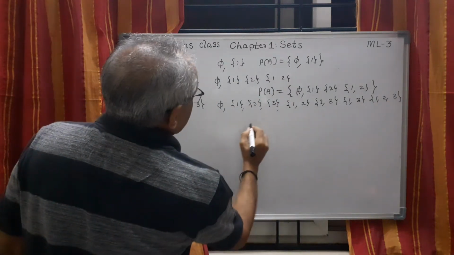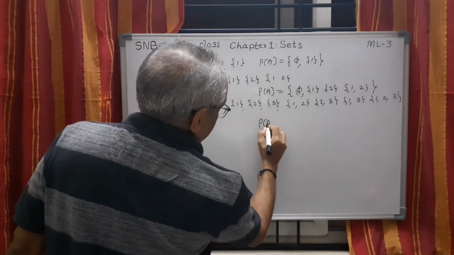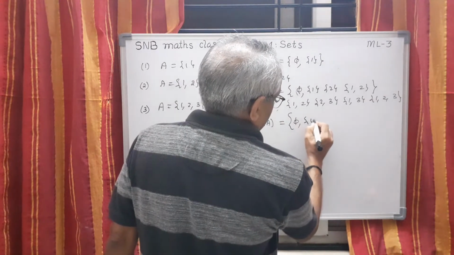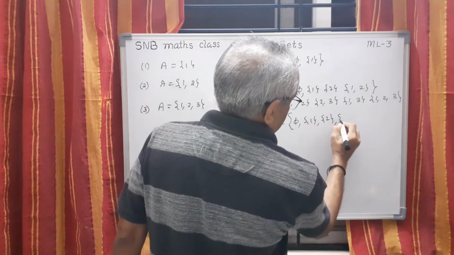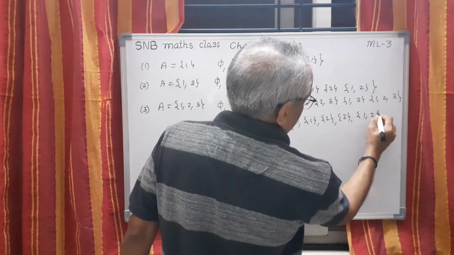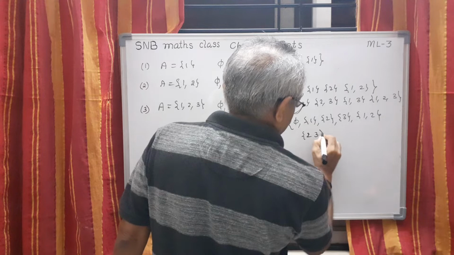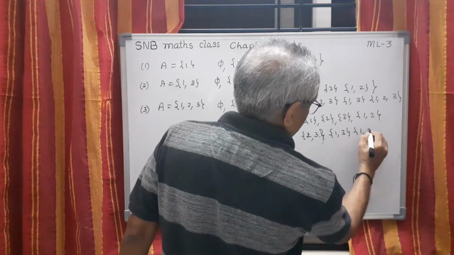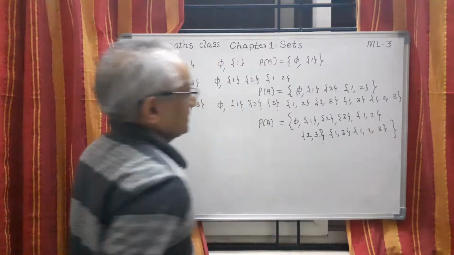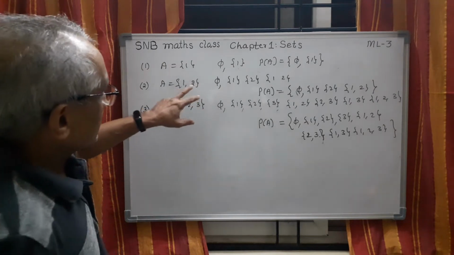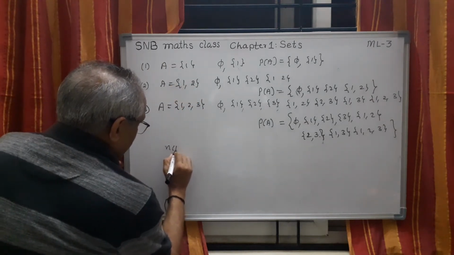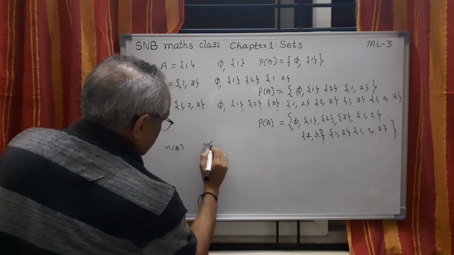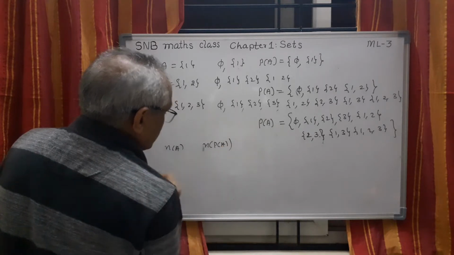So if you write the power set of this one, P of A, you will get phi, {1}, {2}, {3}, {1, 2}, {2, 3}, {1, 3}, and {1, 2, 3}. So this is the power set. Now let me list the number of elements. Here I will write the number of elements of A and the number of elements of power set A. We shall list.